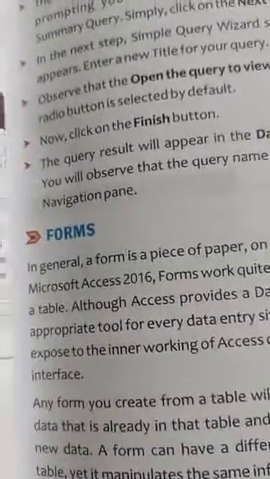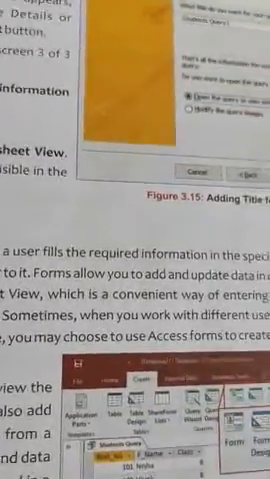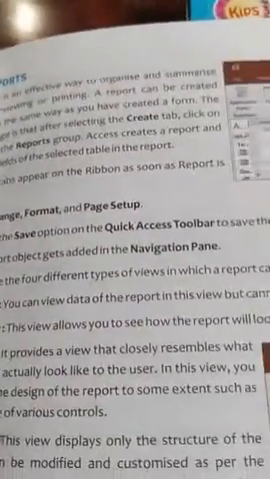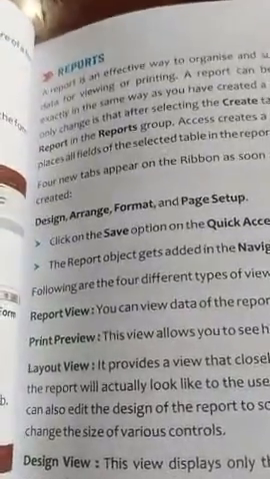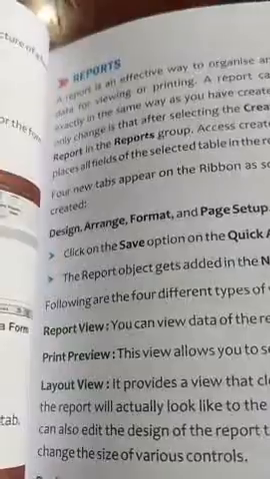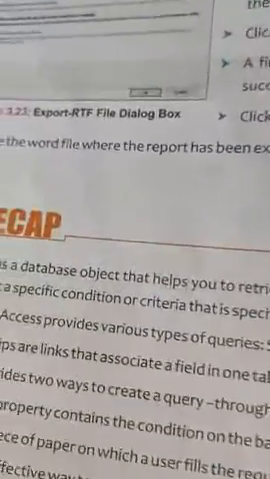The next point is form. A form is a piece of paper on which the user fills the required information in specific fields. So form is also a topic in Microsoft Access, along with formatting of a form. And a report is an effective way to organize summarized data for viewing or printing. A report can be created in exactly the same way as you have created a form. So these are closely related things.